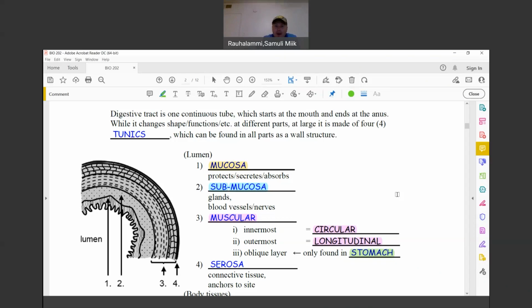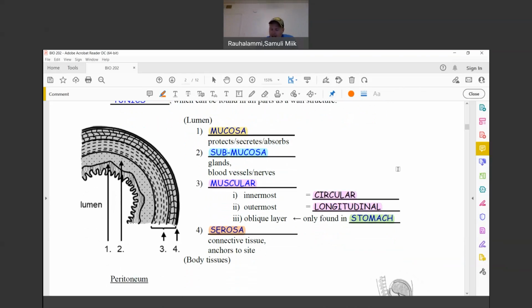The final 4th layer that I wanted to chat about is the serosa, shown in this diagram with number 4. This is made of connective tissue, and it helps to anchor the digestive tract tubing to its side. It also reinforces that tube a little bit. So these 4 layers we see throughout various parts of the digestive tract. Something to be aware of.